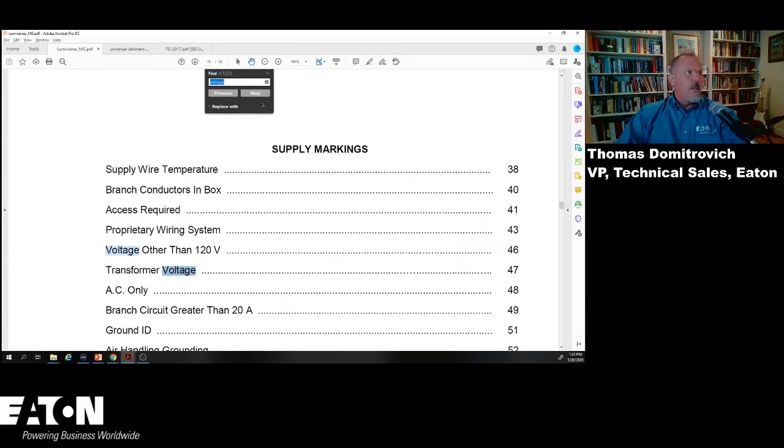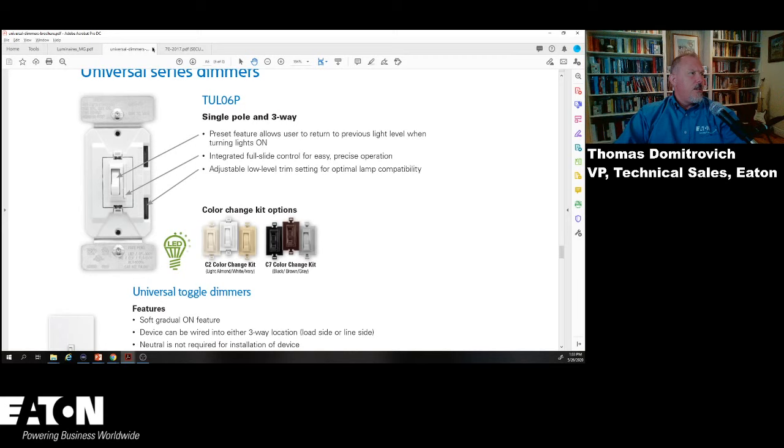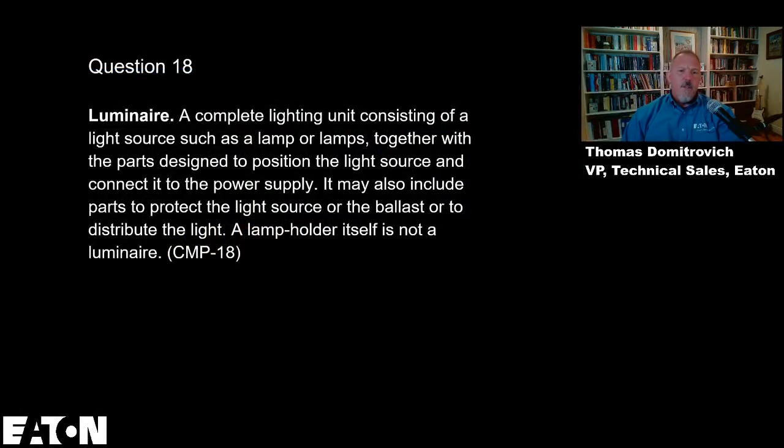So, and I'm back up at the top. There's nothing in the marking guide with regard to that luminaire. So let's take a look. A luminaire is a complete lighting unit consisting of a lighting source. We already know the definition based on our last discussion, in our last video, part 1 for this series. We talked about the definition of a luminaire. It's a complete lighting unit consisting of a light source, such as a lamp or lamps, together.